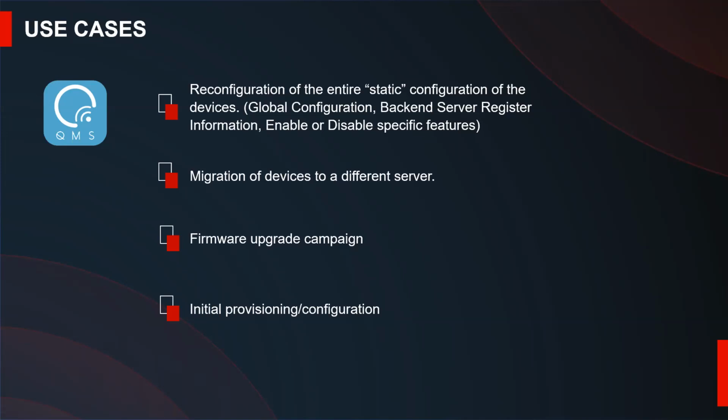If you need to change dynamically the configuration of the device, like the report frequency or inputs, outputs, specifically outputs for the GB series, you might want to use your backend server because your devices will be connected to the backend server much more often or in real time. And of course, there is always the option to use SMS as a mechanism to send commands to the devices.